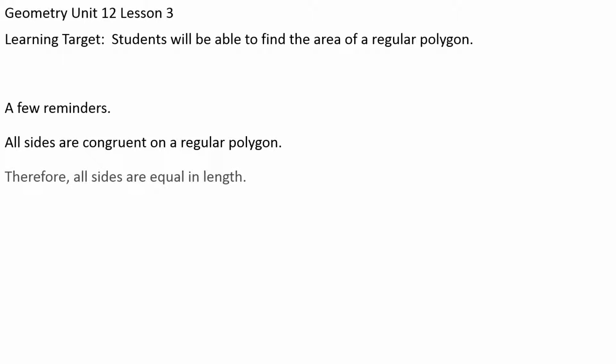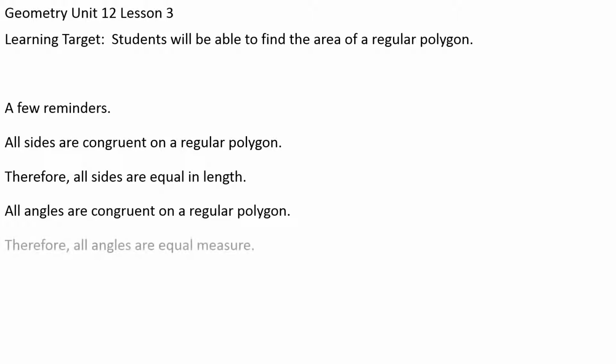Of course, the nice thing about a regular polygon is you know that all the sides are the same and all the angles are the same. Right? They're all congruent. If we're talking about the sides or the angles, they're all congruent. If we're talking about the sides, they're all equal in length because they're all congruent. And if we're talking about the angles, they all have to have an equal measurement because they're all congruent.